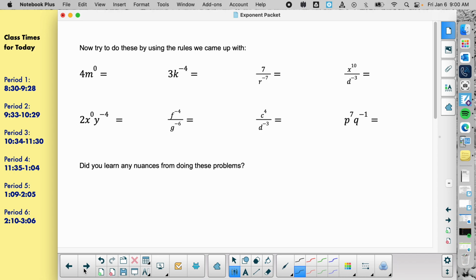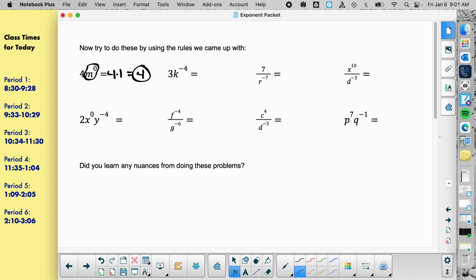We're gonna use the same rules, but now it's on letters and numbers. Do you want me to start to do a couple with you first before I call on people? Sure. Okay, so 4 times m to the 0. This 0 power, it's only on the m, it's not on the 4. These aren't together. If they were together, there'd be a parentheses. I don't think any of these do. So the 0 power, I'm only going to do on the m. So this is going to be 4 times 1, which is 4.